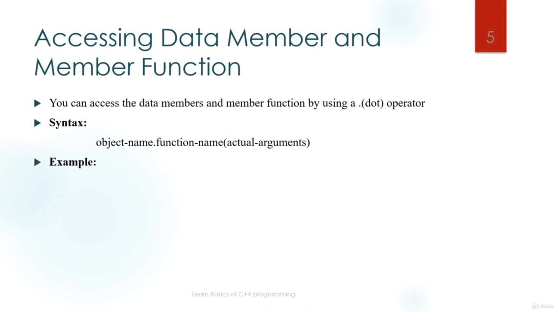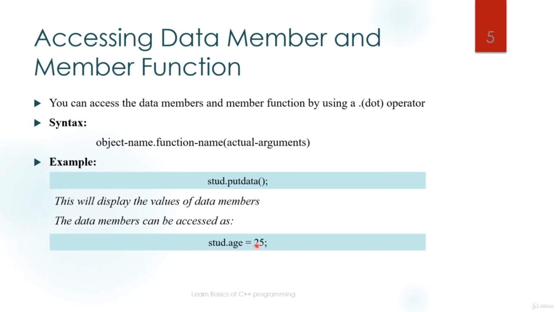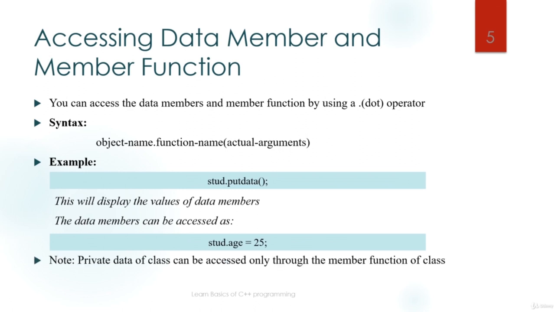Let us see the example. Here is the example, student.putData. This will display the values of the data members. A member function can only be invoked by an object of the same class. The data members can be accessed as student.age is equal to 25. We have to take note that private data of a class can be accessed only through the member functions of a class.